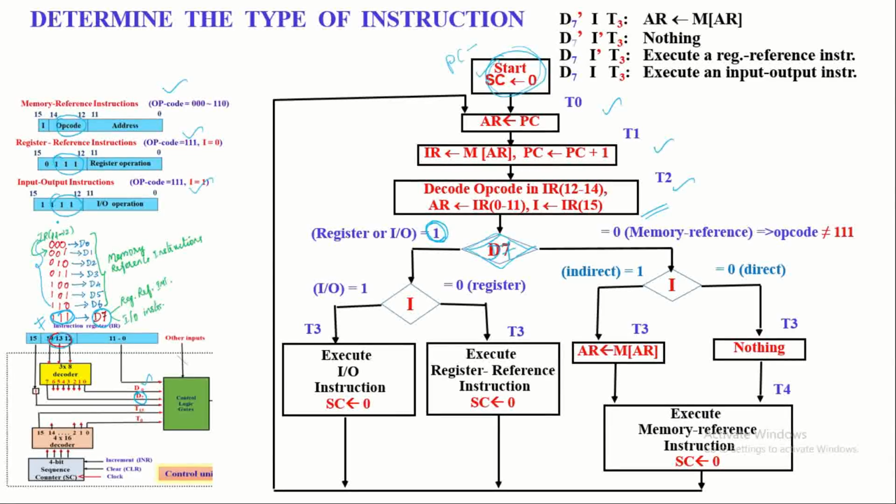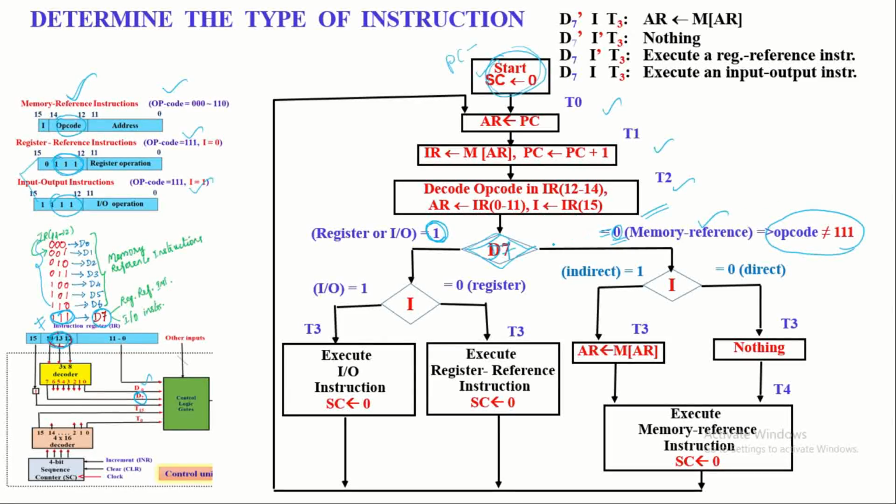Since this opcode part of the instruction is very helpful to determine the type of the instruction: when D7 is active, the opcode contains 111. What is the meaning? When D7 is active, it can be either a register reference or IO instruction. When D7 is not active, that is when the opcode contains 000 to 110, then D7 will not be active. In such a case, the type of the instruction is determined as memory reference. When D7 is equivalent to 0, it is known as memory reference, and D7 is set to 0 only when the opcode is not equivalent to triple one.